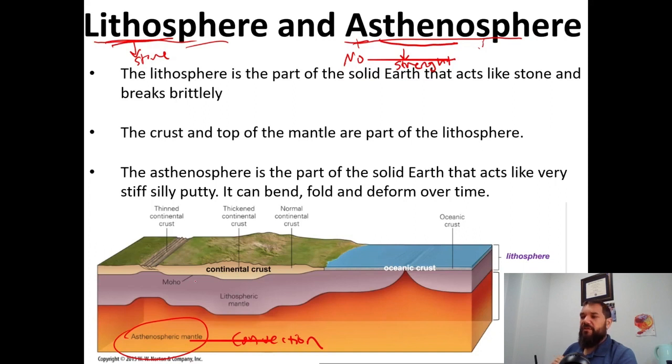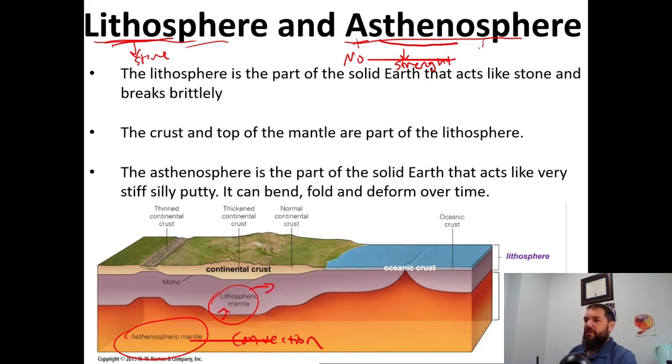So above the asthenospheric mantle, there's the lithospheric mantle. That's the part of the mantle, and it's actually the upper crust and mantle. But that's the part of the Earth that behaves like a typical stony sphere. It just behaves like stone. Like you hit it with a hammer, it cracks, it breaks, it fractures, it crumbles. It's like a cookie.